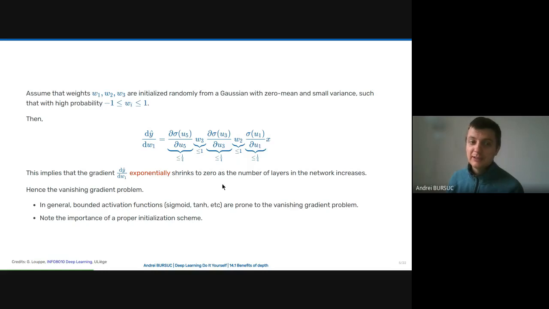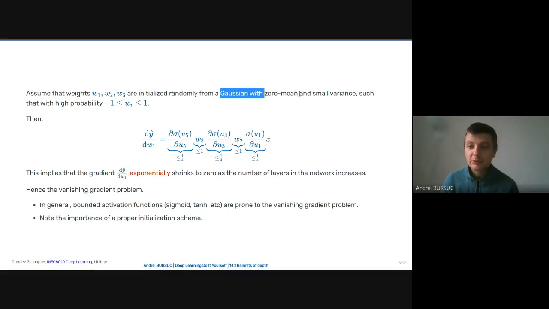So we can see that actually the gradient that is supposed to arrive at the first layer practically exponentially shrinks to 0 as the number of layers in the network increases. This is the cause of the vanishing gradient problem. For this type of problem, the sigmoid and the tanh, and in general the bounded activation functions, are prone to this. And also the initialization plays a key role here.